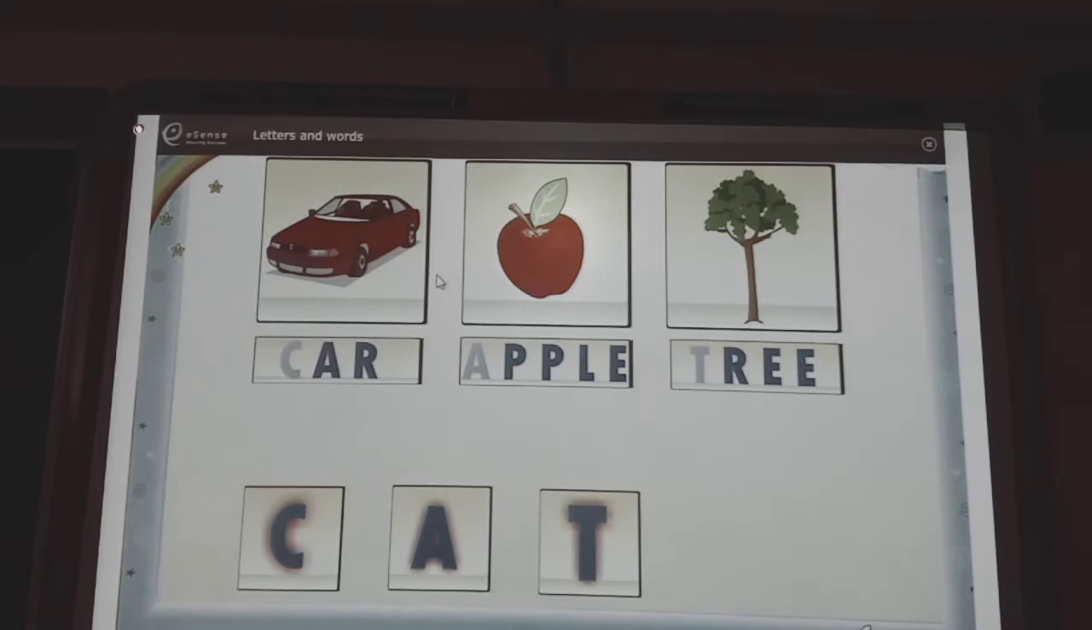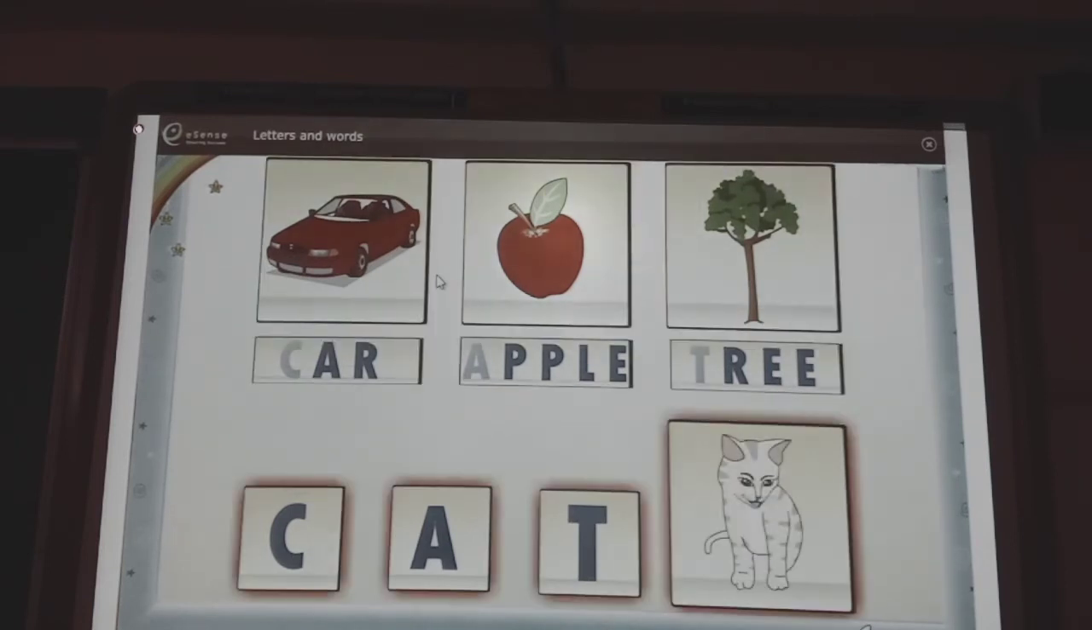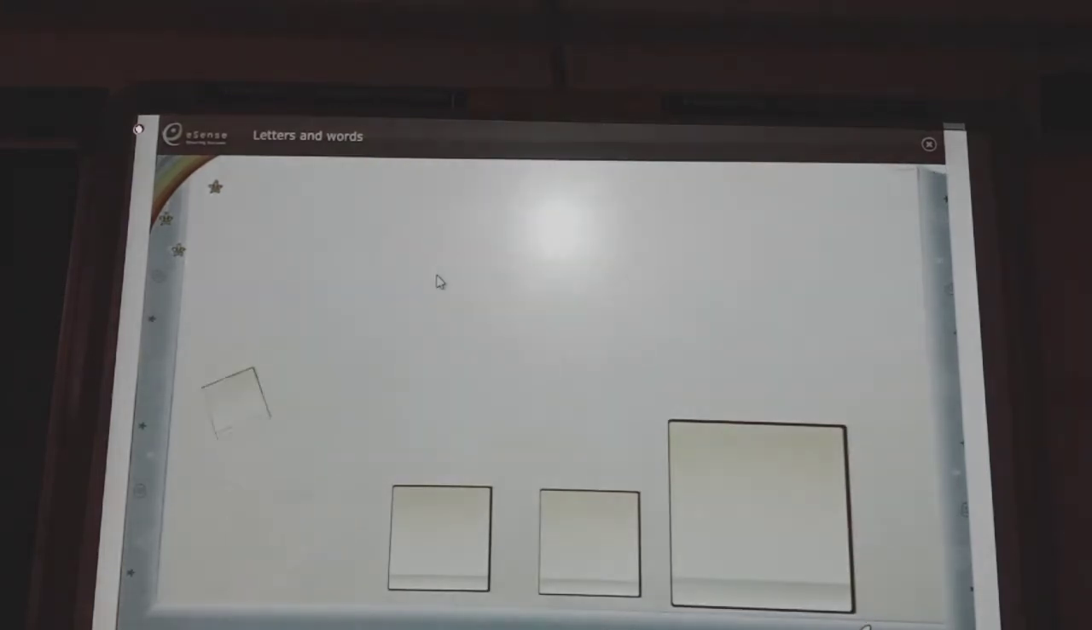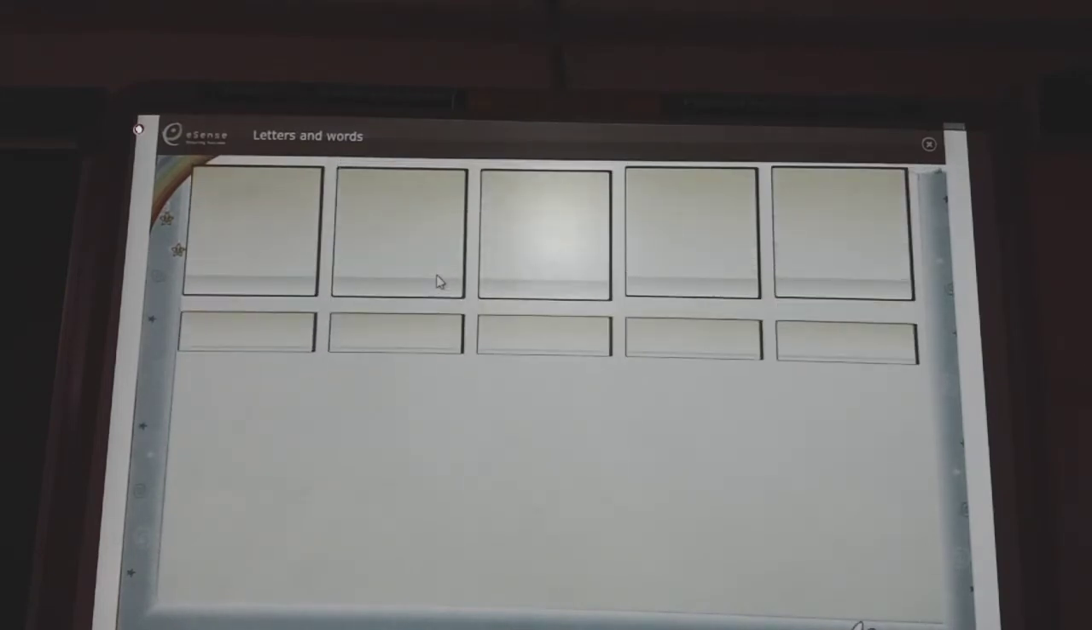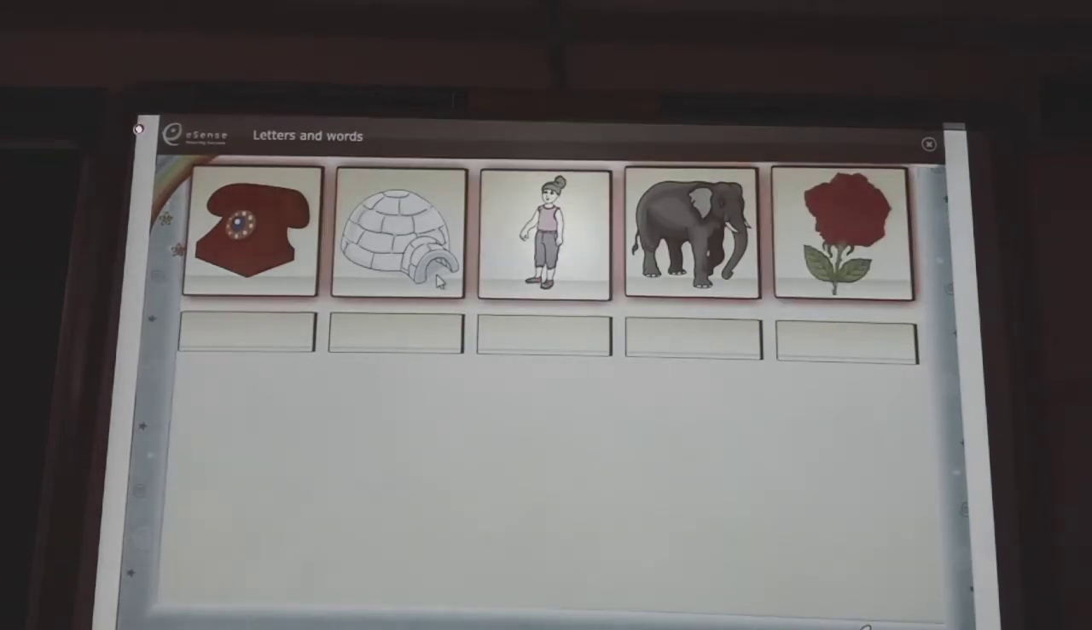C-A-T. Can you say which new word is formed with the letters placed in the squares? Cat. Very good. Now Rainbow, let us look at the second set of pictures and their names.